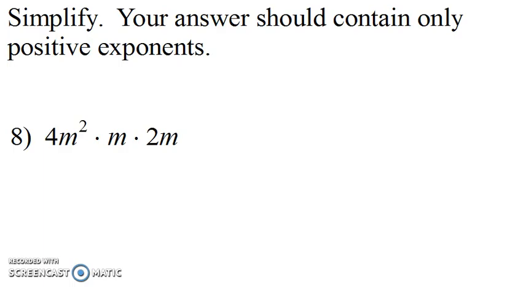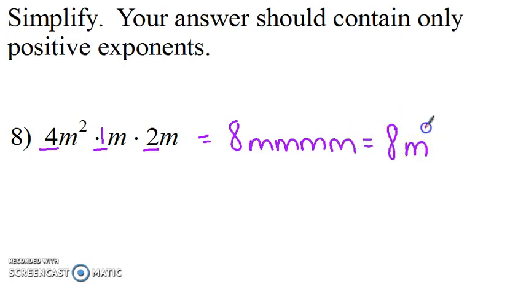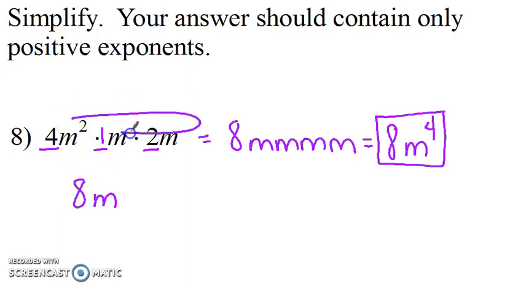All right, on this one, we have 4 and 1 and 2. If we multiply those, we get 8. We also have 2 m's and another m and another m, and that gives us 8m to the 4th. For the shortcut, you can do 4 times 1 times 2 is 8, and 2 plus 1 is 4.